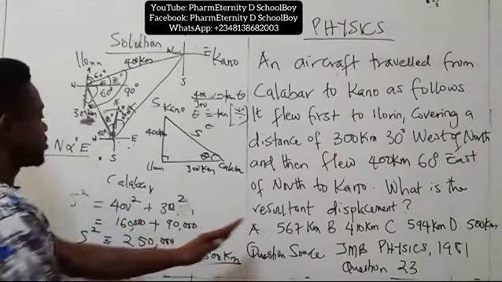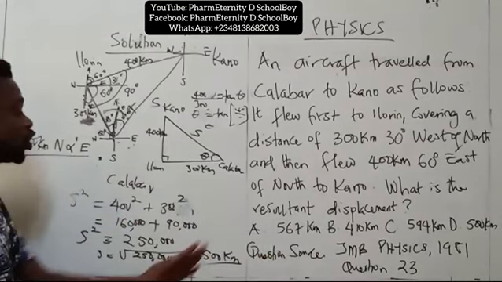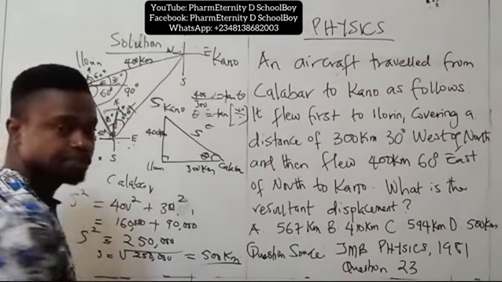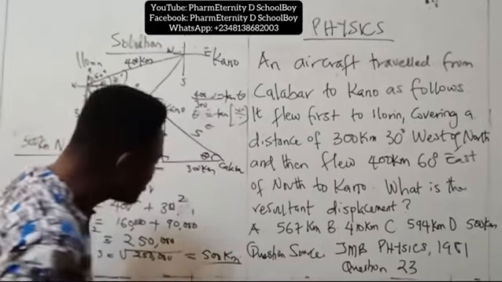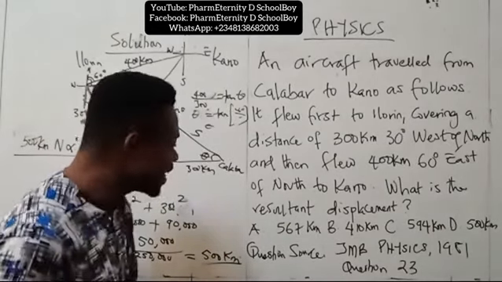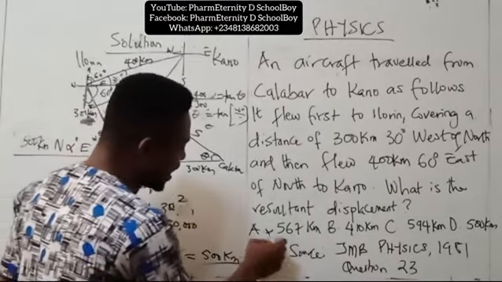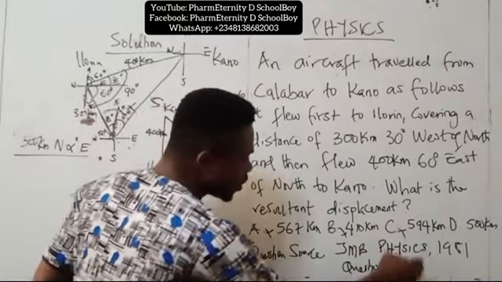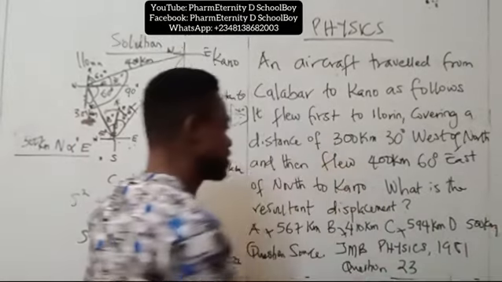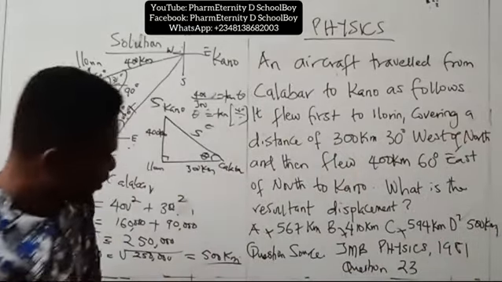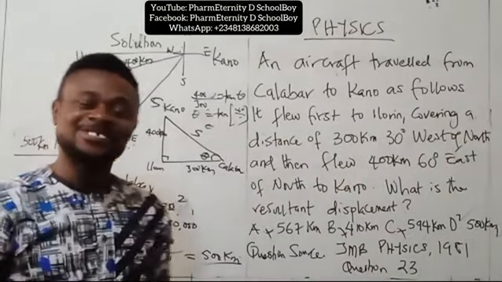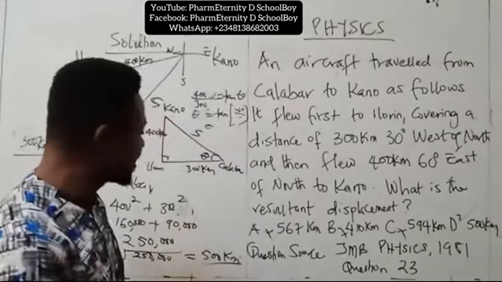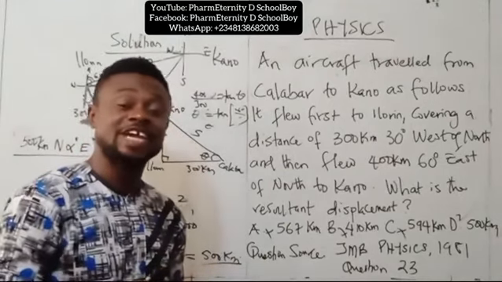But the option didn't specify that, so we just got the resultant displacement, the magnitude, which is 500 kilometers. So let's look at the options. Option A says 567 kilometers, not the answer. B 410, no. C 594, no. Then D 500 kilometers, yes. I will tick D. So the answer to JAM Physics 1981 question 23 is D, 500 kilometers.